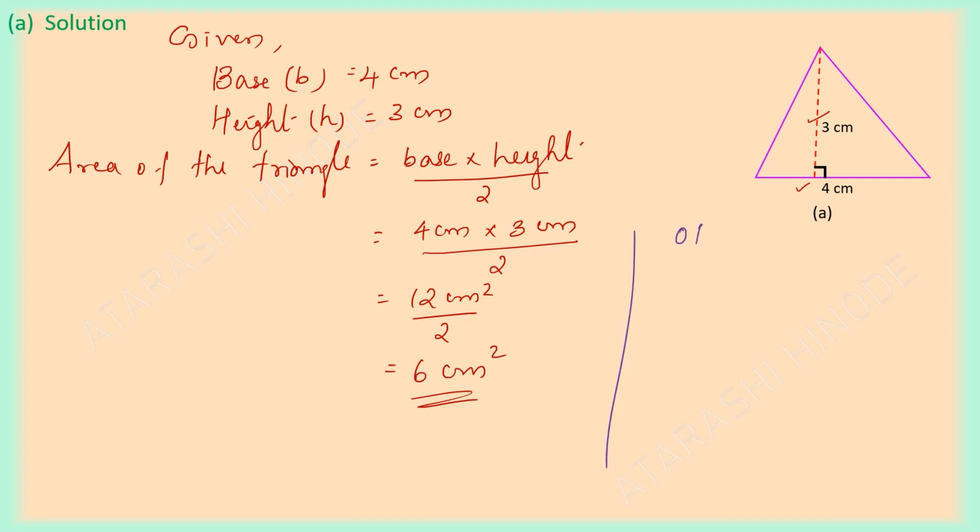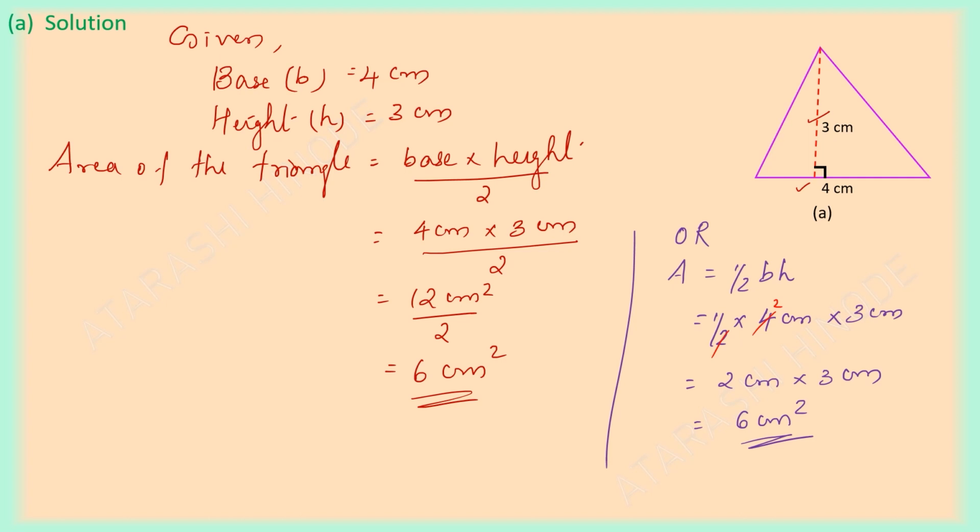Or you can do like this also. We know area equal to half BH, that is equal to half into base is here 4 centimeter into height is 3 centimeter. That is equal to, here we can cancel 2 and 4. That is 2 twos are 4. So we are getting 2 centimeter into 3 centimeter, that is equal to 2 3s are 6 centimeter square. So area of this triangle is 6 centimeter square. Now let us go to the B part.